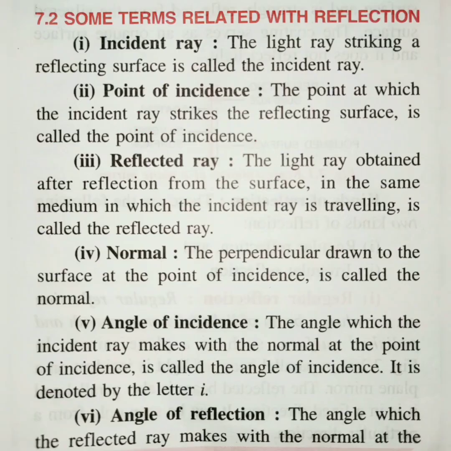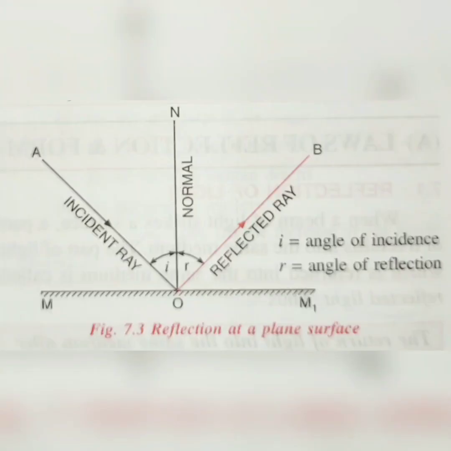And we have some terms related to reflection. If we consider light incident on a surface that reflects back after striking, I will include the figure, and related to the figure we can see some terms. First one is incident ray. The light which strikes the reflecting surface is called the incident ray. The second term is point of incidence. It is the point on the reflecting surface where the ray strikes.